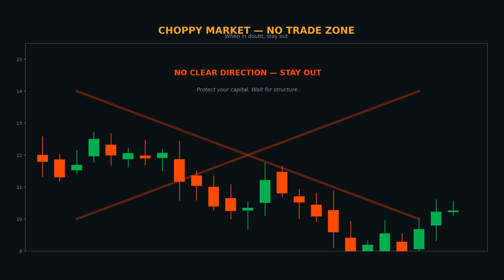The rule is simple. When the chart is choppy, close the laptop. Go for a walk. The market will still be there when a clean trend or range develops. Protecting your capital when conditions are bad is not a sign of weakness. It's a sign of discipline. And discipline is what separates profitable traders from everyone else.